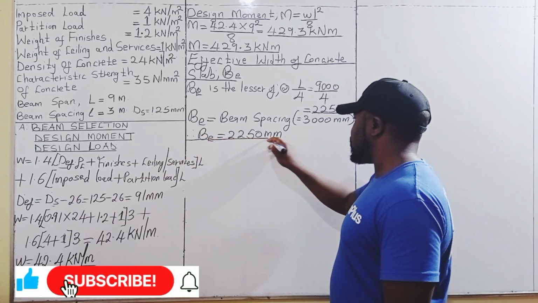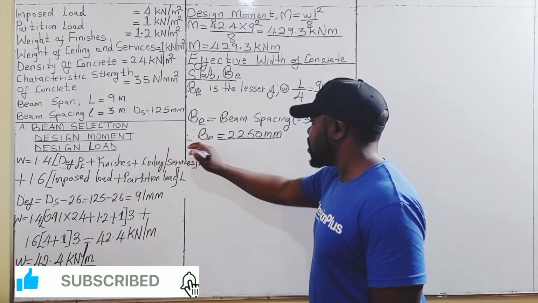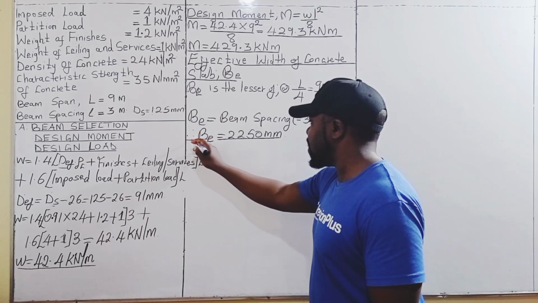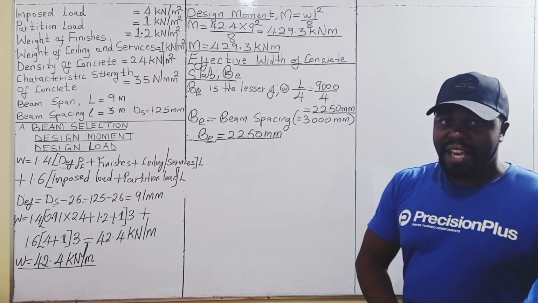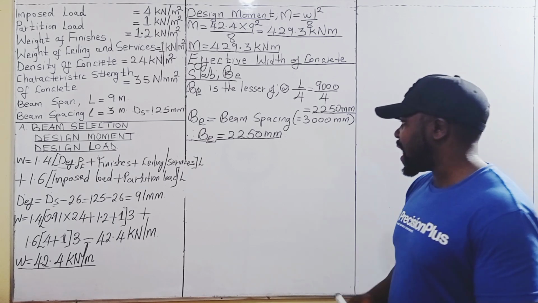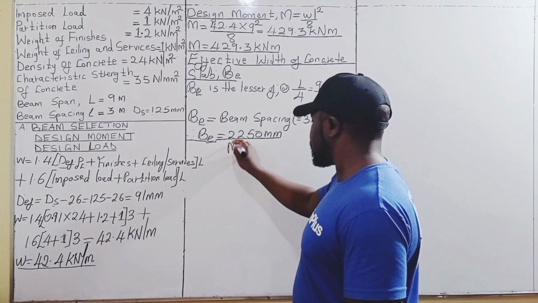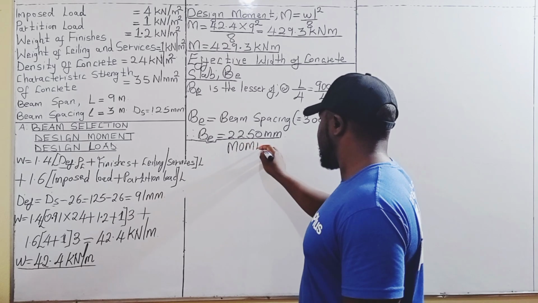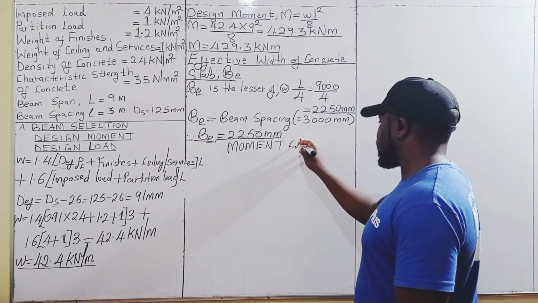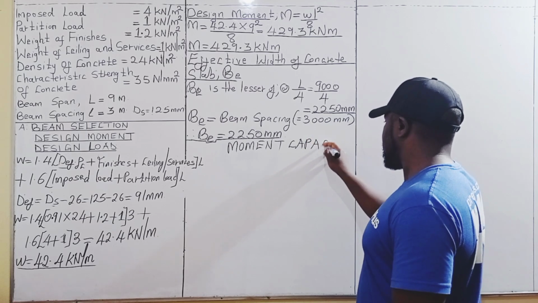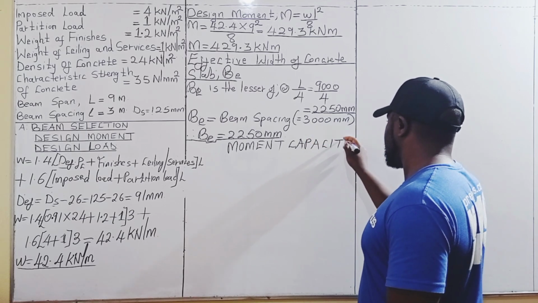After getting the value of the effective width of the concrete slab, that is BE, we are now going to determine the value of the moment capacity. Therefore, we go to moment capacity.